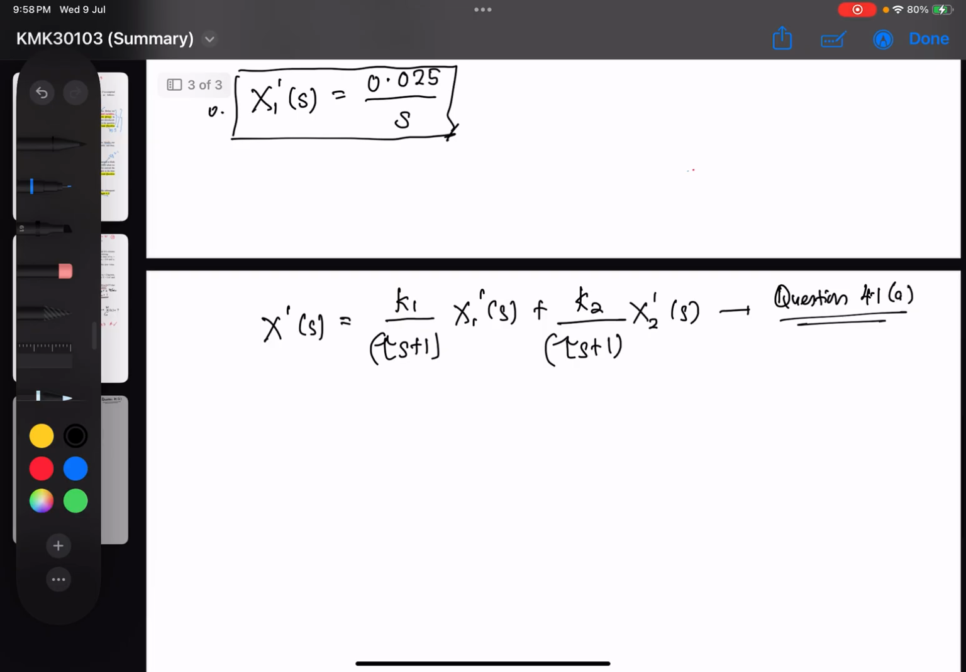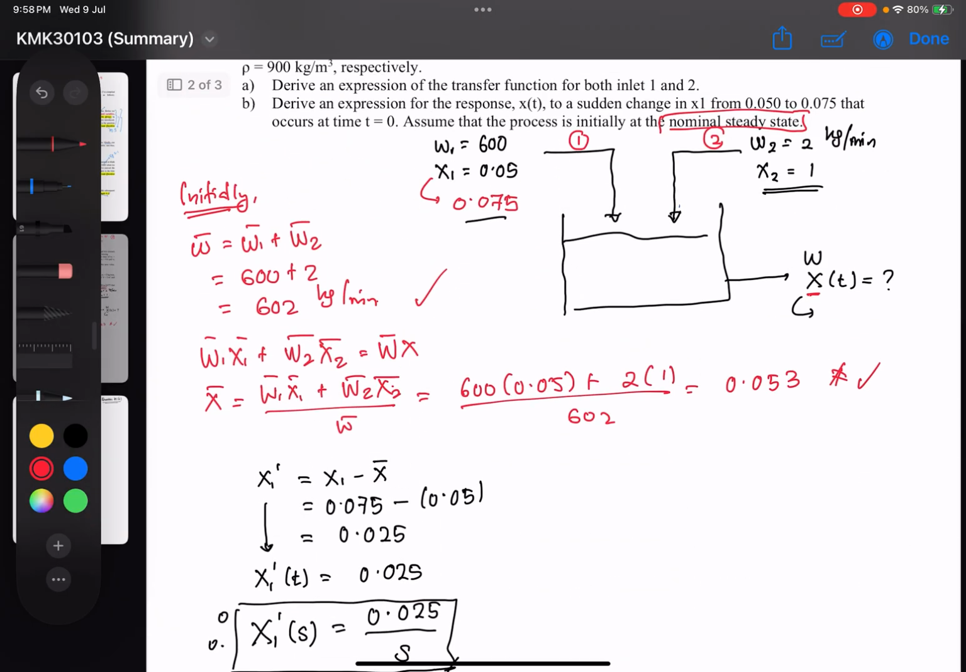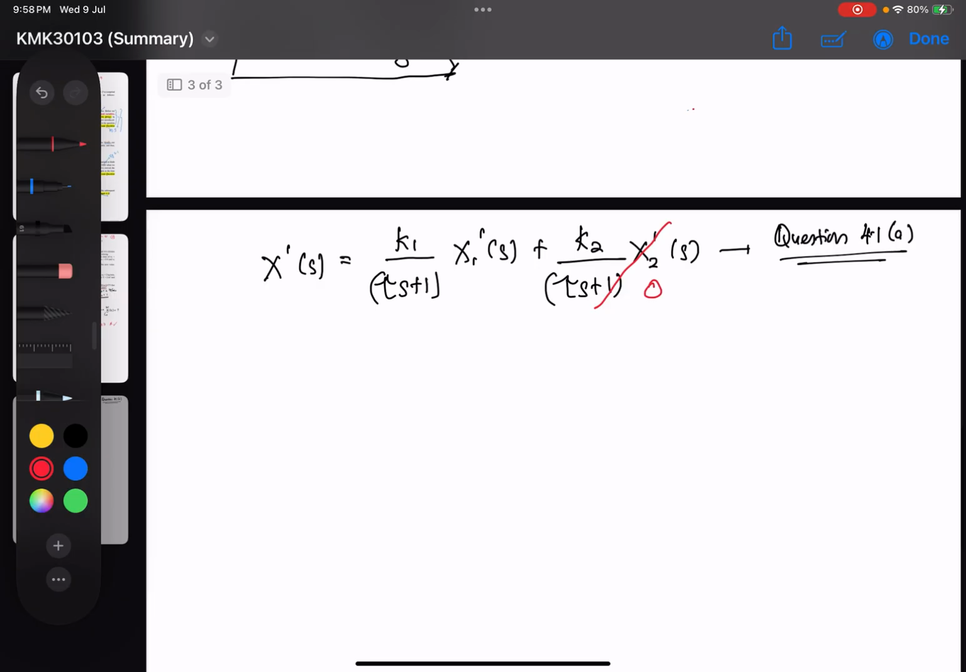Therefore, the deviation of component A is going to be 0. For this one, depending, sometimes you can have the x2 here not equal to 1, maybe 0.5. Because it was 0.5, definitely it is going to deviate from the original steady state value. Therefore, now I'm going to end up with this one only.